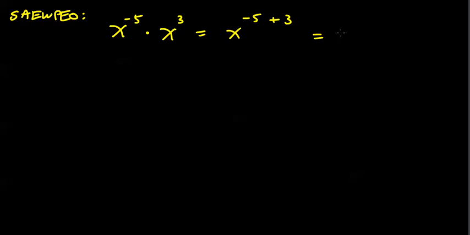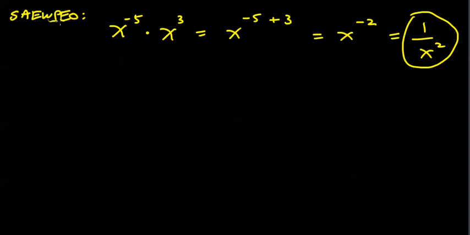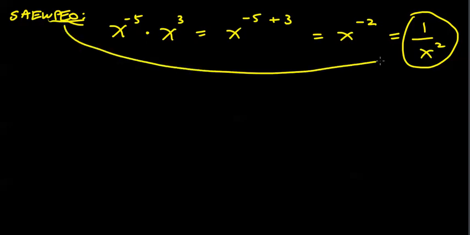Well, adding those exponents, I get x to the minus 2 as a new exponent, and x to the minus 2 power, of course, is equivalent to 1 over x squared. So simplify and express with positive exponents only. This should be my final return. Try another one.